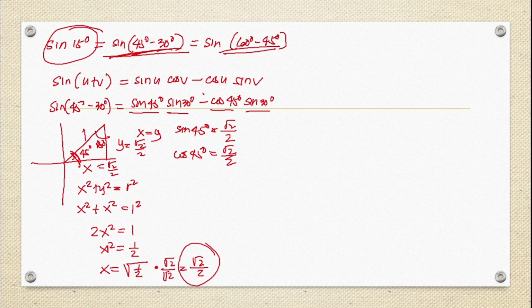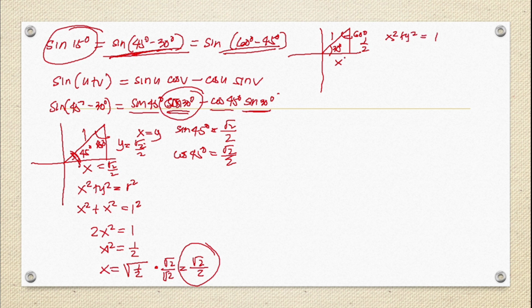What we are lacking here is cosine 30 degrees and sine 30 degrees. Next, we have to draw the 30 and 60 degree triangle. If this is 30 and this is 60 degrees, the side opposite the 30 degree angle is equal to 1/2, and the hypotenuse is 1. If this is 1/2, we have to find our x. So x squared plus y squared is equal to 1.